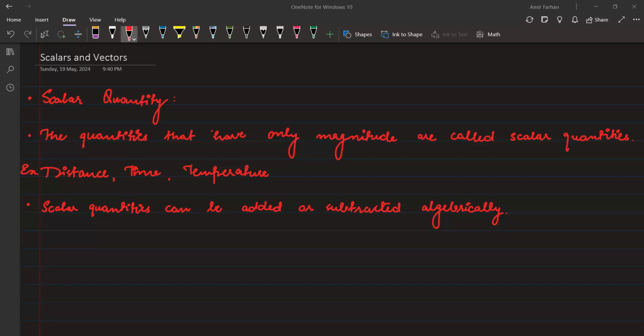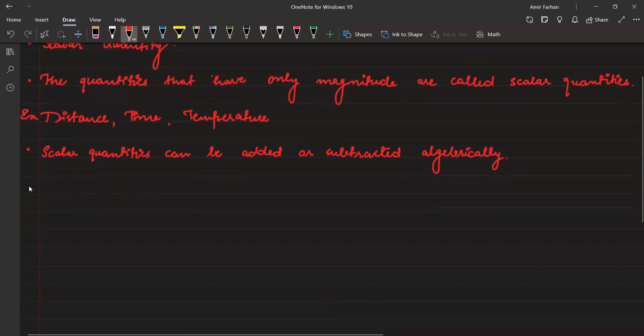Now let's talk about vectors. A vector quantity is a quantity that has both magnitude as well as direction.